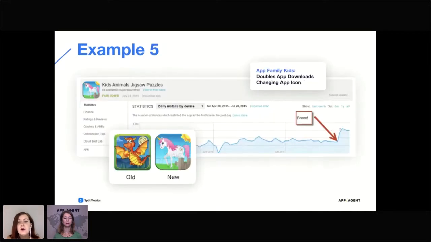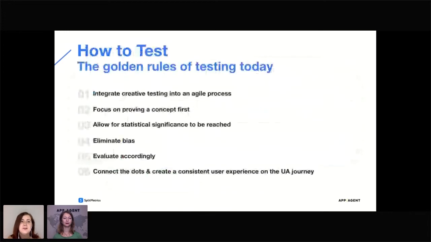So another client of ours, App Family Kids, an Android puzzle game publisher, doubled app downloads by changing the app icon for their jigsaw puzzle game. Well, let's talk about how to test.